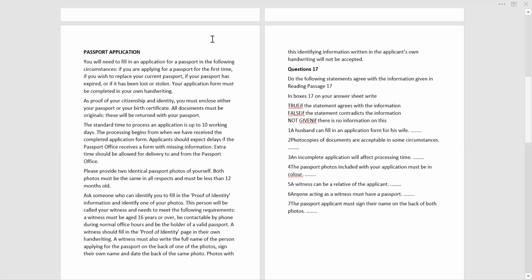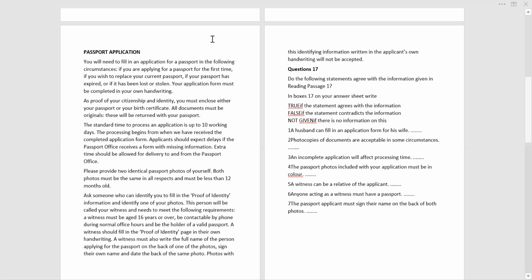Okay, let's understand the questions here, which are quite easy, but at the same time, I would say tricky. First question says, a husband can fill in an application form for his wife. So first paragraph, last sentence: your application form must be completed in your own handwriting. So there is nothing written like that, that a husband can fill in an application form for his wife, right? So basically, it's a false answer. You have to fill it by yourself. Then, photocopies of documents are acceptable in some circumstances. So photocopies are not accepted, as they have mentioned. All documents, second paragraph, must be original. Must be original. False.